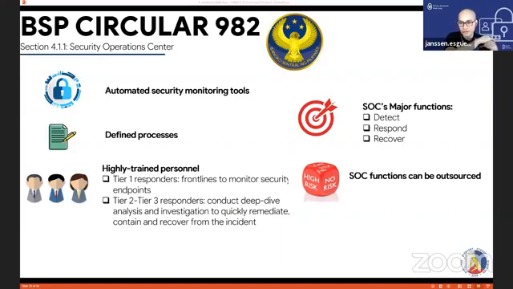And of course, the SOC's major functions, according to BSP section 4.1.1, are to detect, respond, and recover, which highly resonates with our topic. And of course, they acknowledge that not all banks or financial service institutions are equal. You cannot compare BPI to, say, Porac Rural Bank. It's like David and Goliath. So it depends on the complexity or the number of clients, the complexity of the business, and whether it is high risk. So you can outsource it to a third-party service provider.